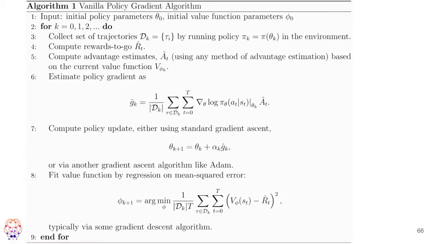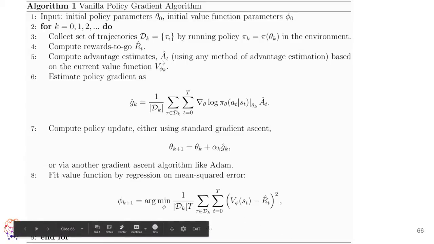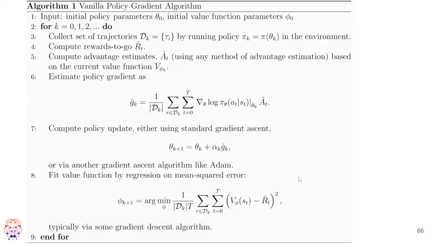The only key difference that I didn't explain here was the advantage estimates. What this is doing is just complicated math for deep learning. It's just doing gradient descent.